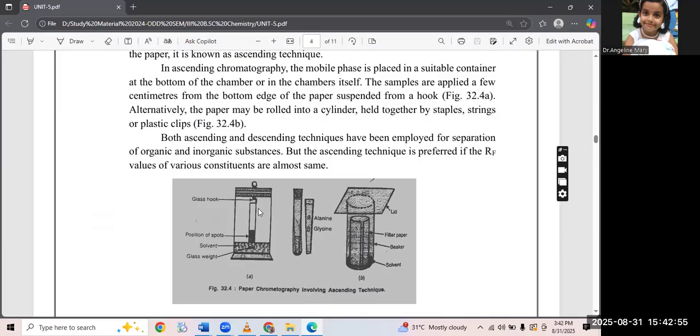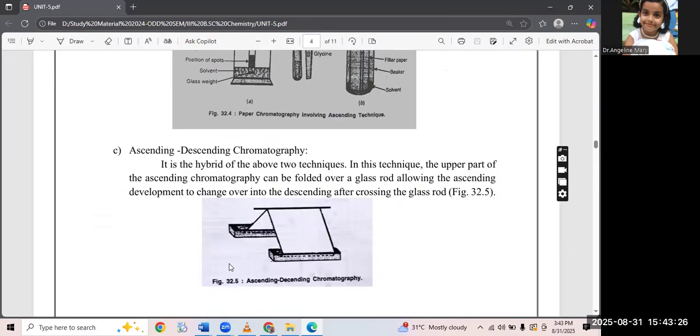Both the ascending technique and the descending technique we saw before have been employed for separation of organic as well as inorganic substances. With either method, we can easily identify organic as well as inorganic substances. But the ascending technique is especially preferred to determine the RF values when the RF values of various constituents are almost the same. So it is a special case for finding the RF value.